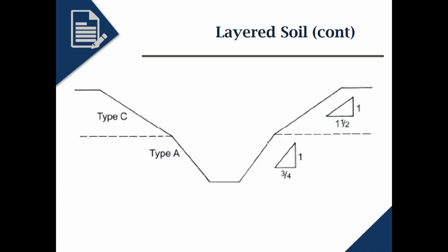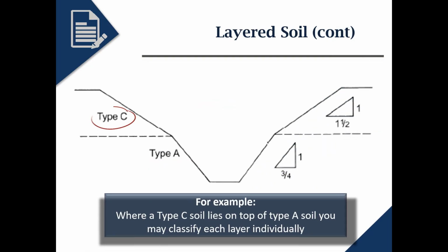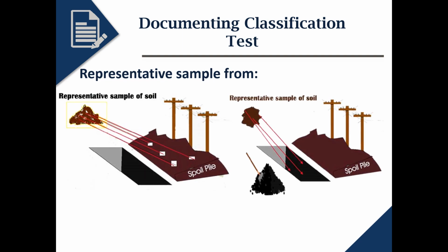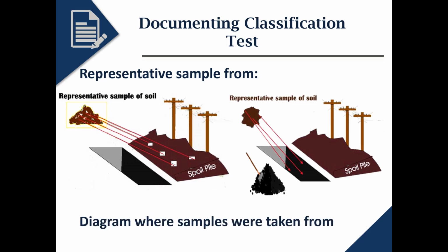On the other hand, each layer may be classified individually if a more stable layer lies below a less stable layer. For example, where a type C soil lies on top of type A soil, you may classify each layer individually. When classifying the soil, it is important to take a representative sample from the spoil pile and from inside the trench. This will help account for soil variations on your site and ensure that your classification is accurate. Make sure you diagram where the samples were taken from on your checklist.